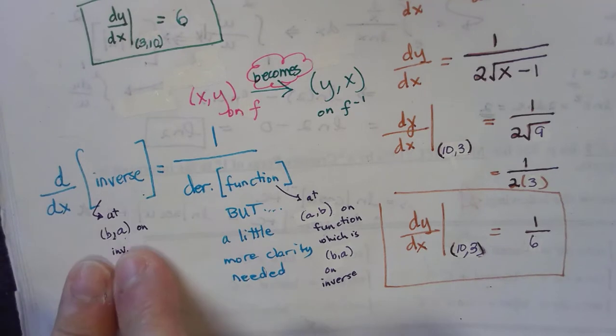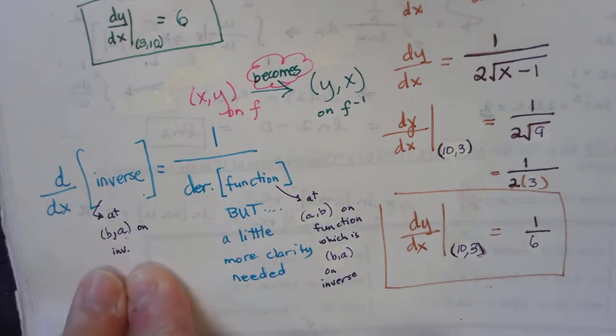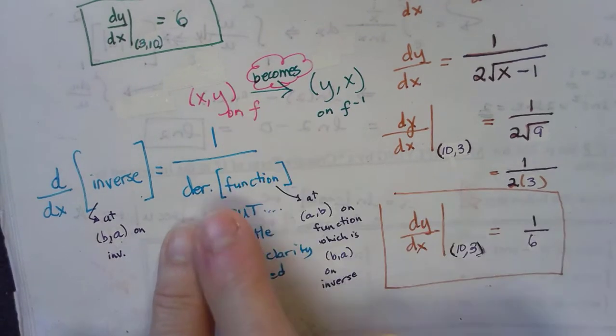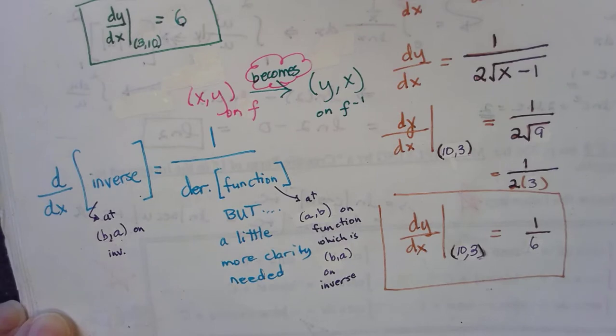At some (b, a) on the inverse. The (a, b) is on the function, it is (b, a) on the inverse. The derivative is 1 over the derivative on our function, which was at (a, b). Now, we need a little more clarity than this.